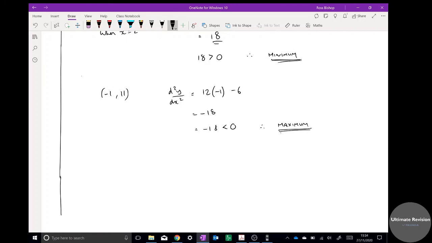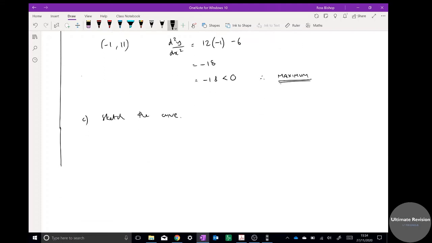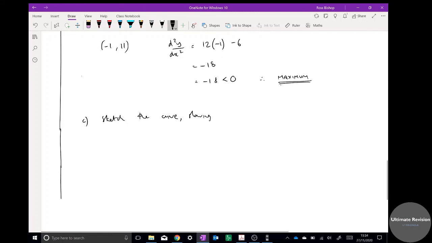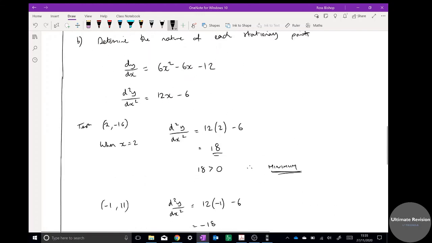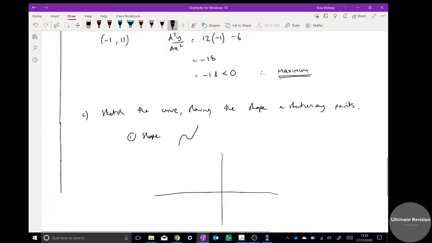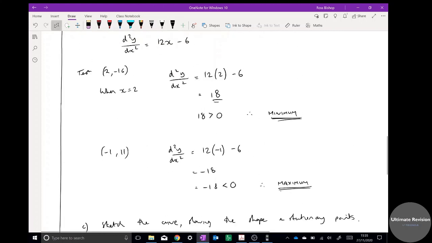Final thing you might be asked to do, finally, is sketch the curve. Okay, sketching the curve, it might ask you just to sketch the curve showing the stationary points, showing the shape and stationary points. Okay, well now you've got the stationary points. You know it's a cubic, so the shape is a positive cubic, it looks like that. And I know that the coordinates of the stationary points are 2, minus 16. 2, minus 16 is there. And the other one was minus 1, 11.